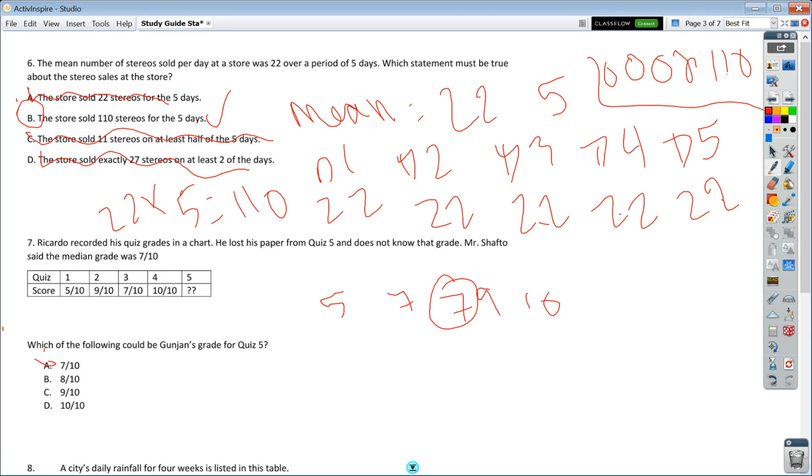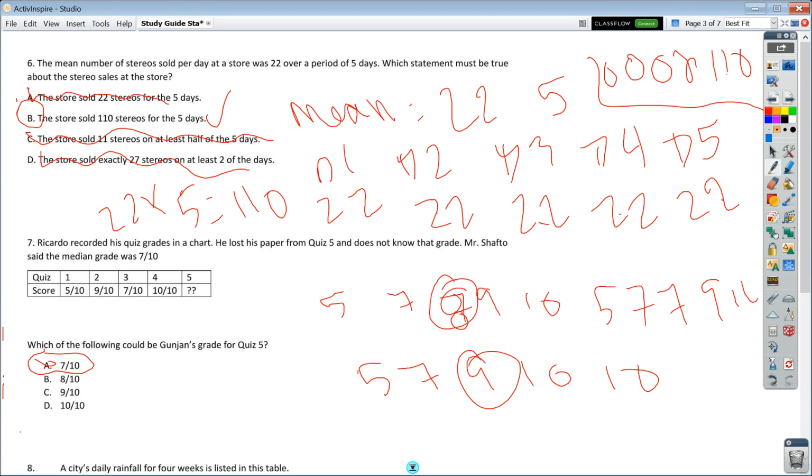So that would be A. If I put an 8 in here, well, that's not right because then my median would be 8. I could put a 9 in there, and that'd be right. If I put a 10 there, I'd have 5, 7, 9, 10, 10, and my median would be 9. So the answer here is 7 because that's the only one that makes it 7. So I have 5, 7, 7, 9, 10, and the median is 7.